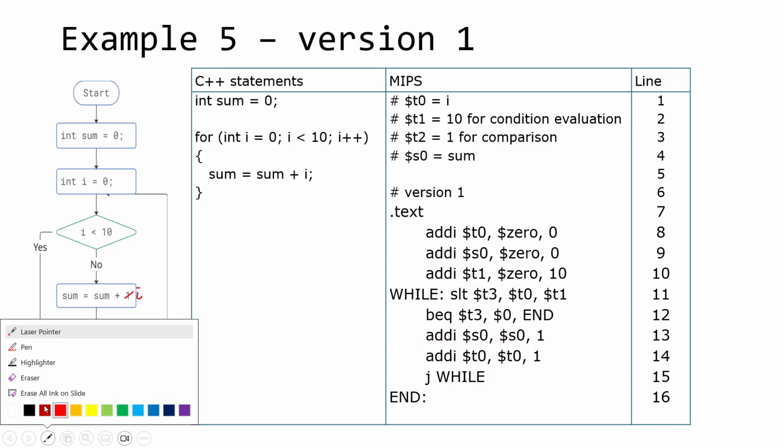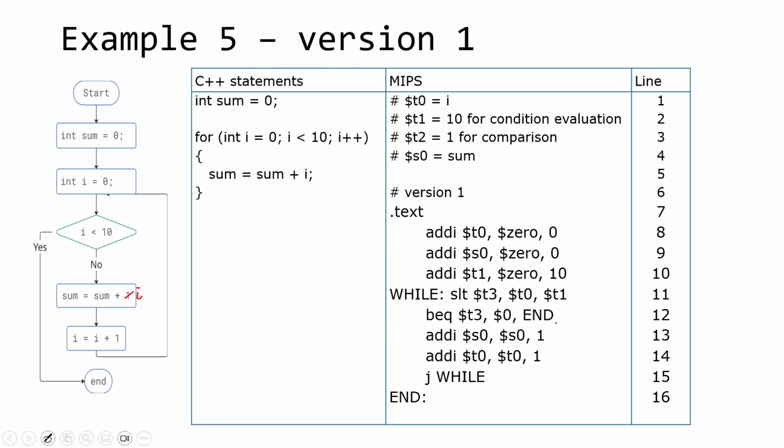So here, for the sum, okay, because we are using sum is sum plus I, so scratch this and then you put it as the dollar sign. Okay, what is your I? T0. So then we will get the I here. Same thing.